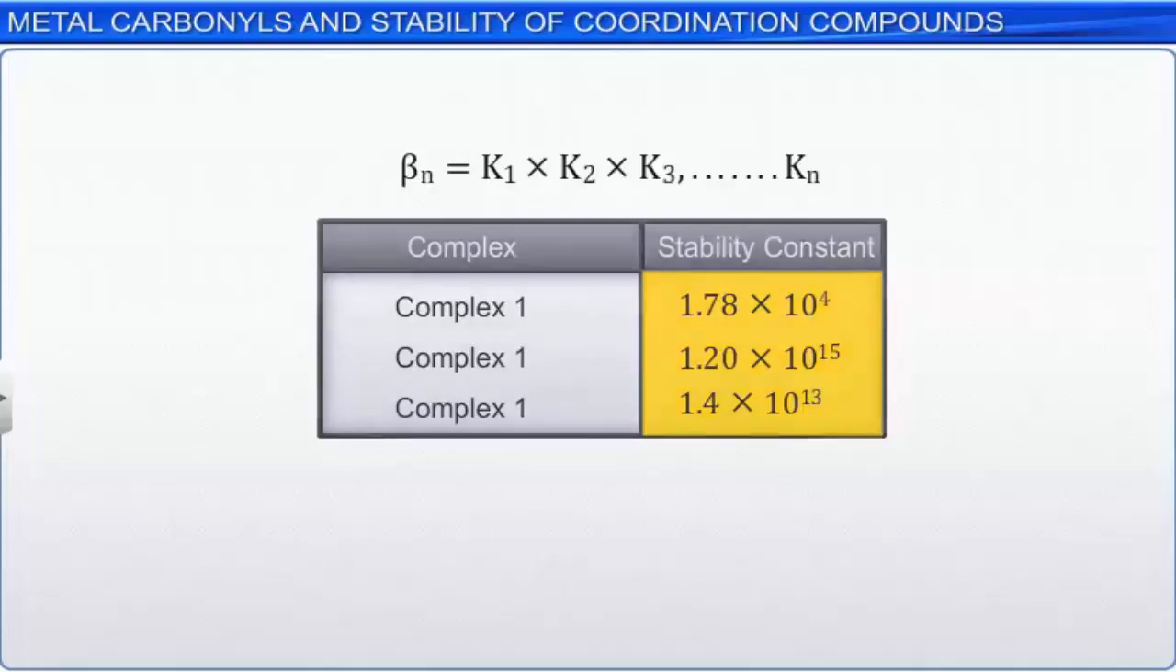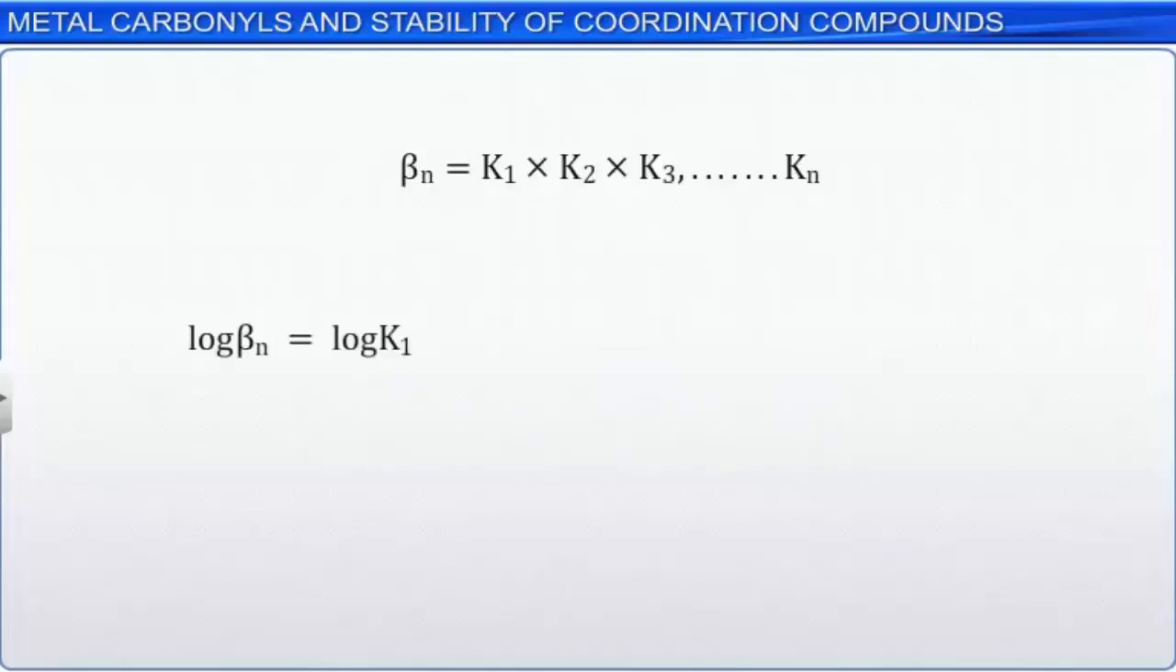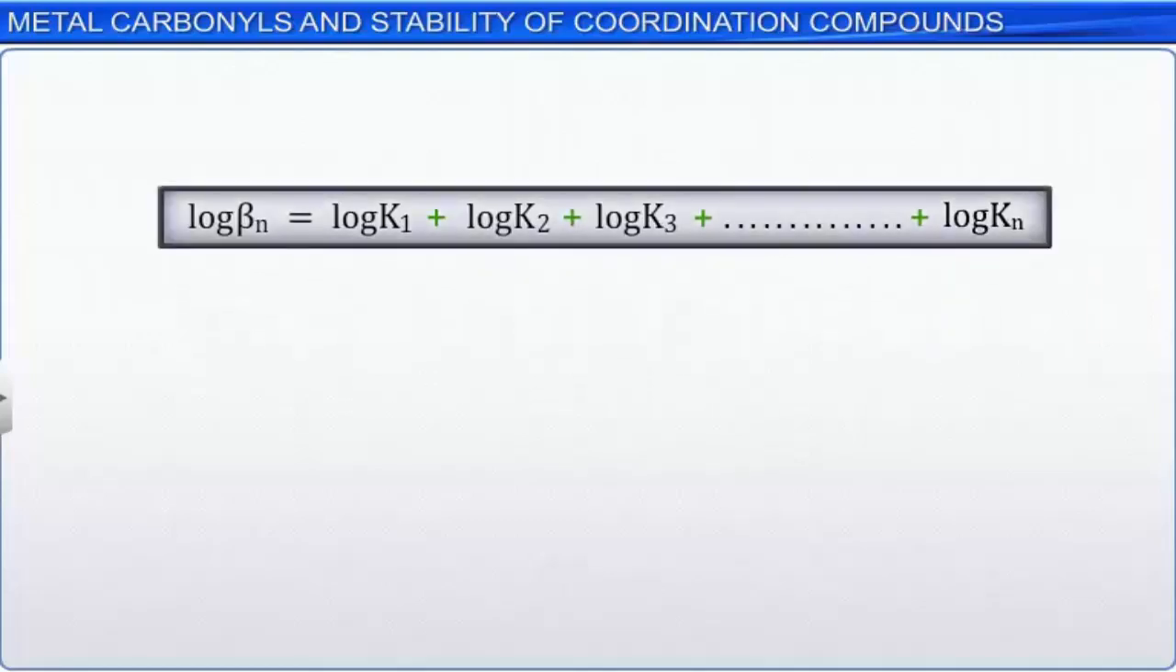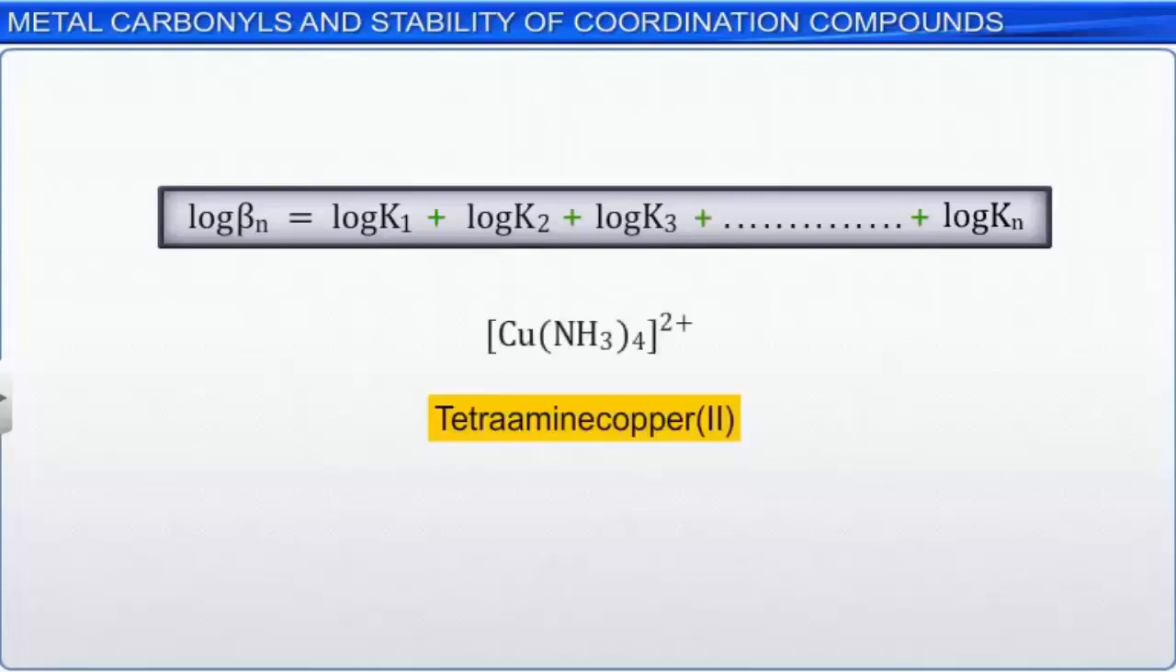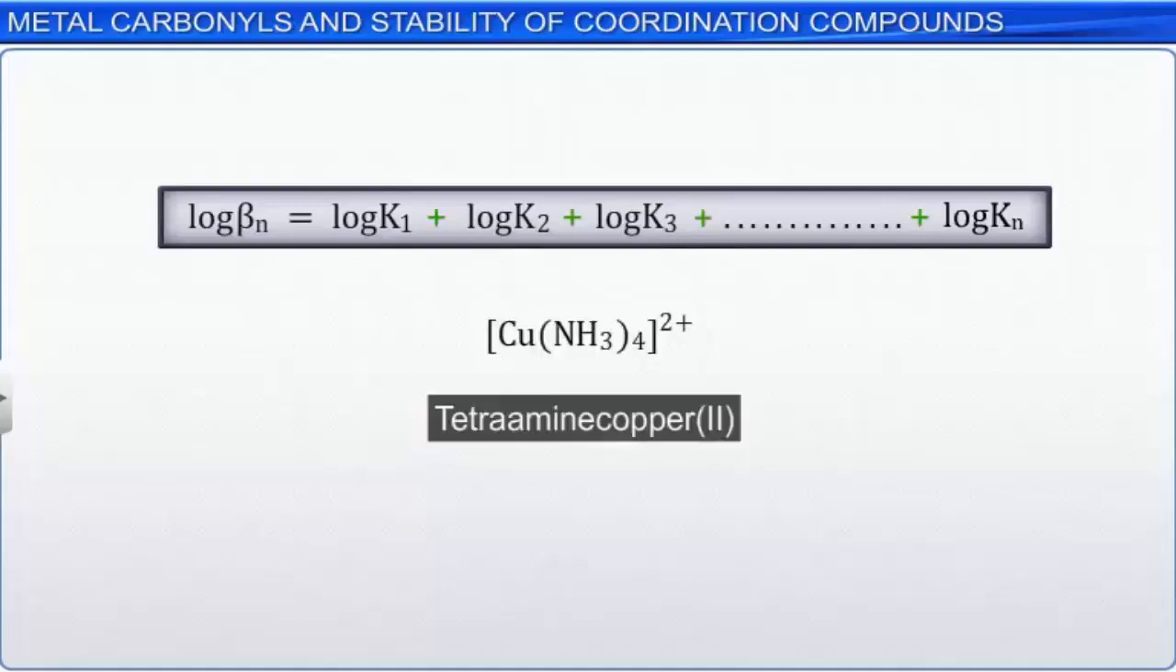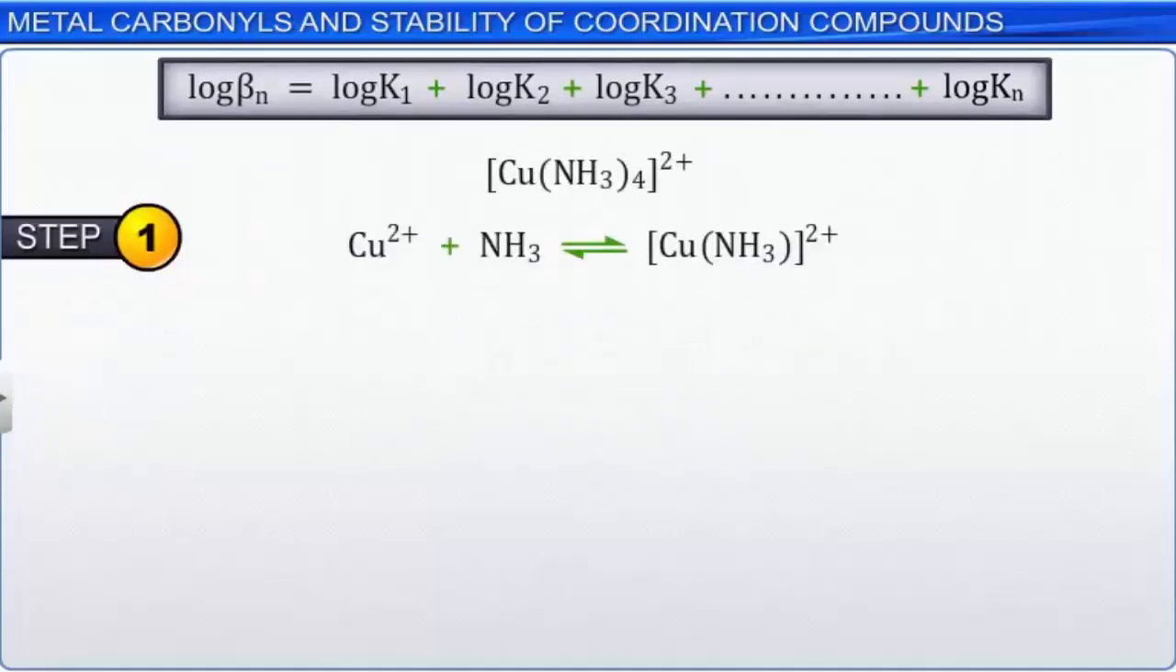Consider the formation of the complex tetraamminecopper(II) to understand this better. The addition of ammonia ligand to cupric ion may be considered the first step. The stability constant for this step may be written as K1 is equal to concentration of [Cu(NH3)]2+ divided by the product of the concentrations of Cu2+ and NH3. The experimentally determined value of the stability constant for this step is 1.78 multiplied by 10 raised to the power of 4. When quoted in log scale, its value is 4.25.